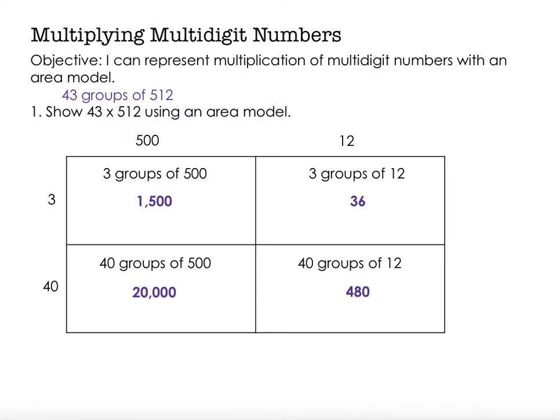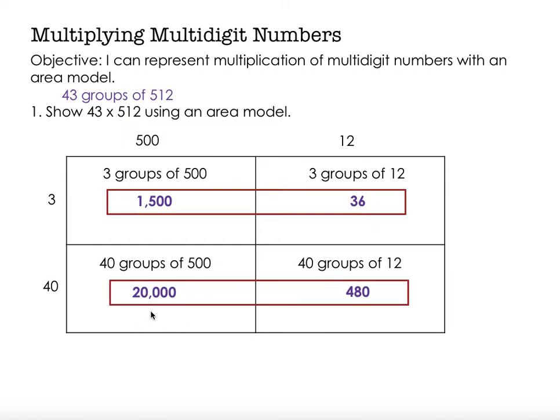So like I showed you in the last video, instead of having 4 add-ins, I want to combine some of the pieces that I can do mentally so that I can reduce the number of add-ins I have total. So I can easily add 1500 and 36 together and get 1536, and I can also easily add 20,000 and 480. So I can write that as 2 add-ins, 1536 plus 20,480, and that reduces my workload here of adding the individual pieces together.